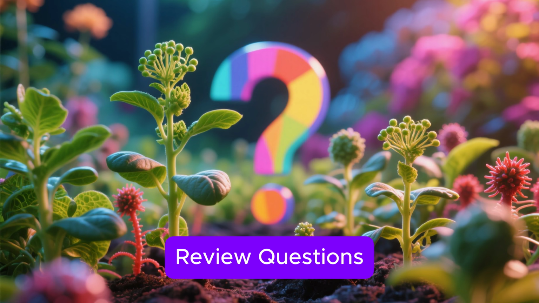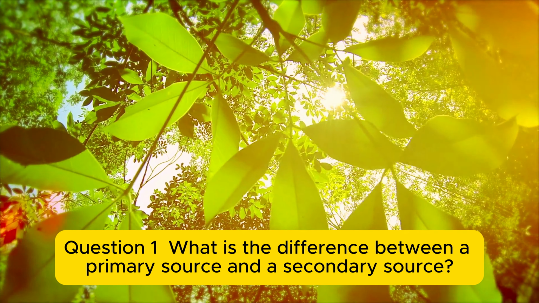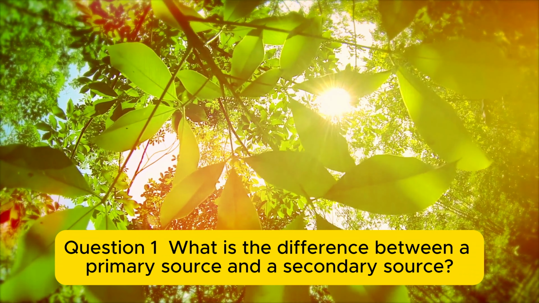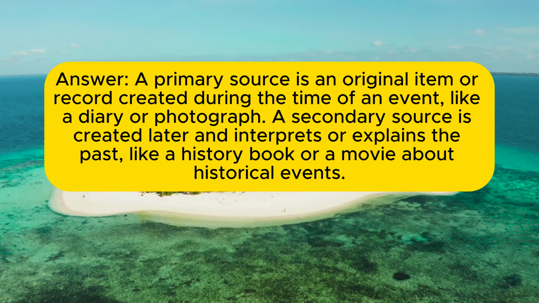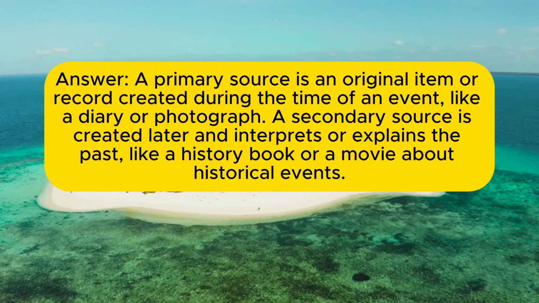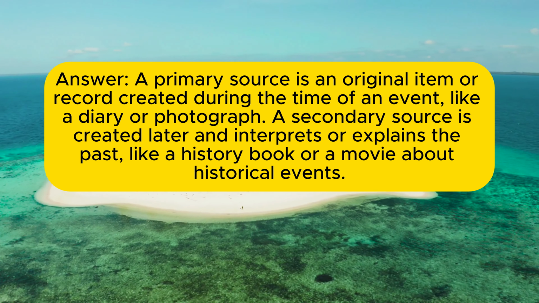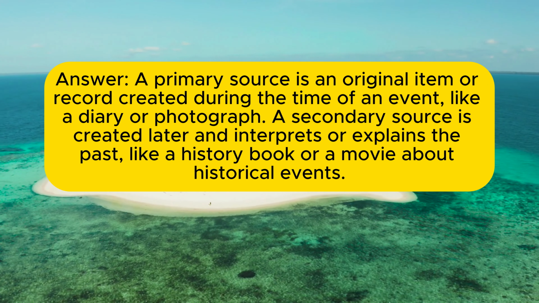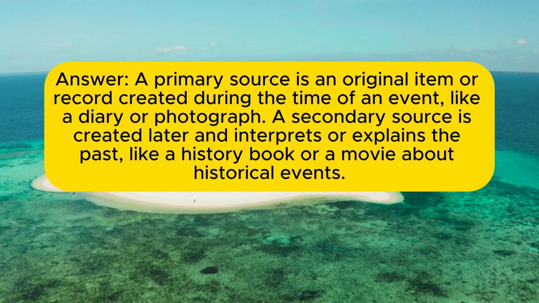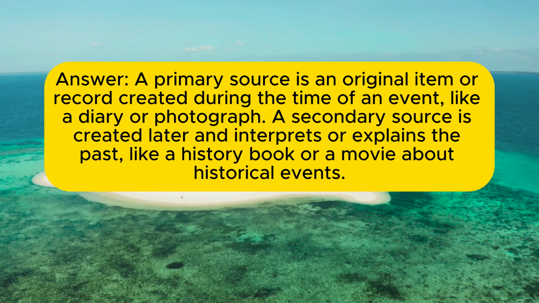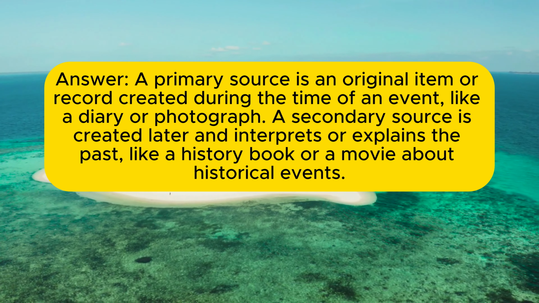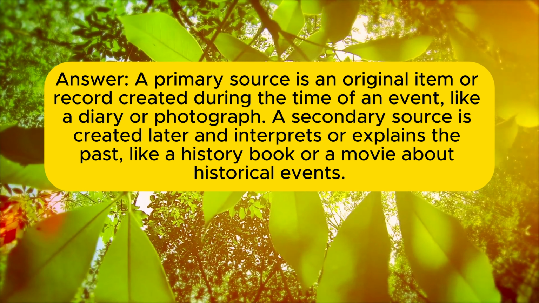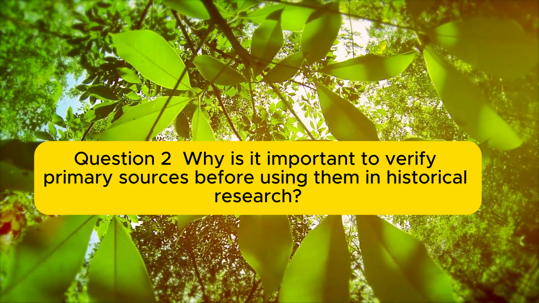Review questions. Question 1. What is the difference between a primary source and a secondary source? Answer: a primary source is an original item or record created during the time of an event, like a diary or photograph. A secondary source is created later and interprets or explains the past, like a history book or a movie about historical events.